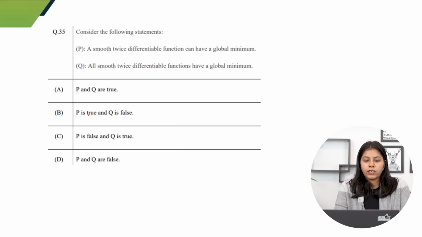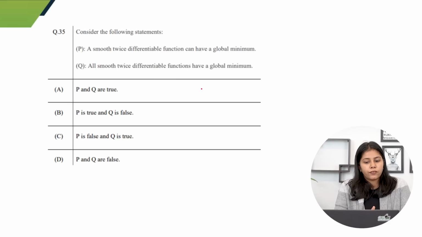Now, the next question we have is, consider the following statement. A smooth twice differentiable function can have a global minima. All smooth differentiable functions have a global minimum. Again, this is a question from calculus. A smooth function means there are no holes, no lumps. That means we can say that it would be continuous, and it also considers sharp points as well.